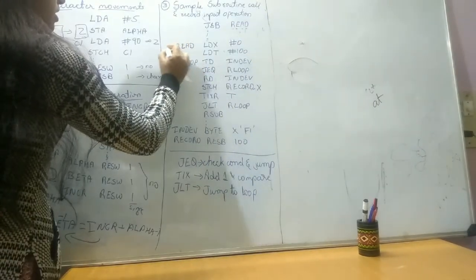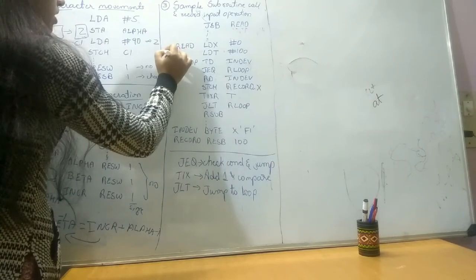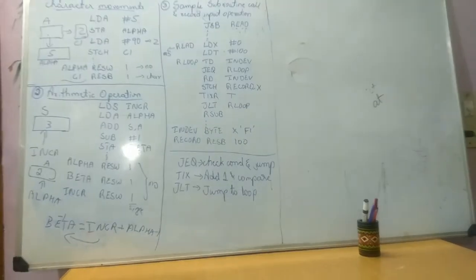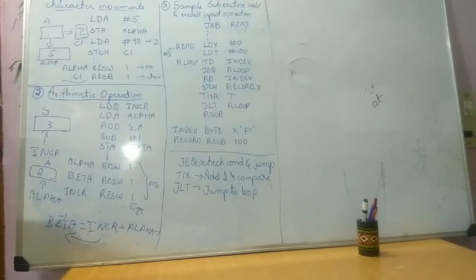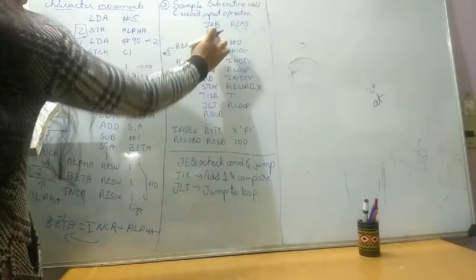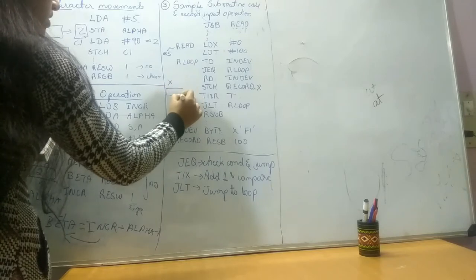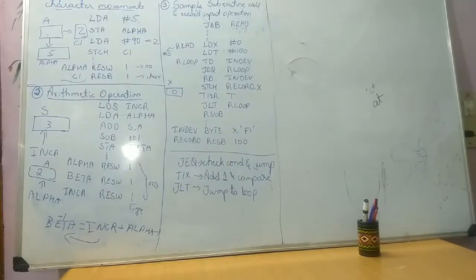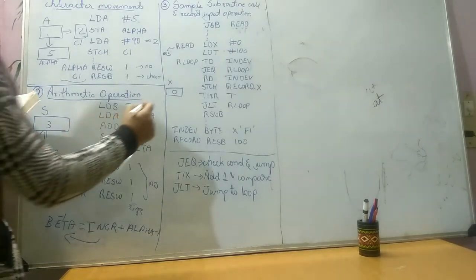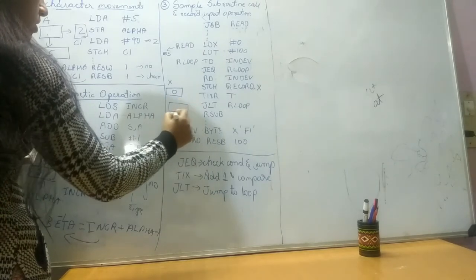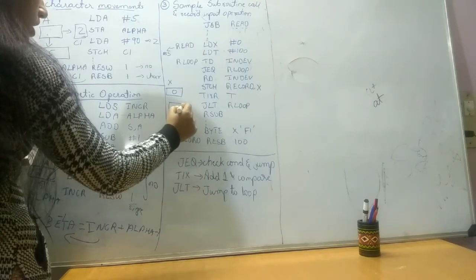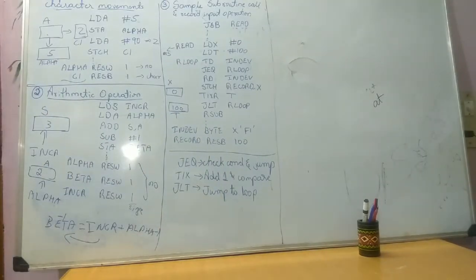So this will become the name of a subroutine. READ will become the name of a subroutine. So what is READ doing? Initialize the index register to 0. X indicates it is an index register, so we will initially make it 0. And LDT, T is also one of the registers we have seen here. So the T register we will initialize to 100: LDX and then LDT.